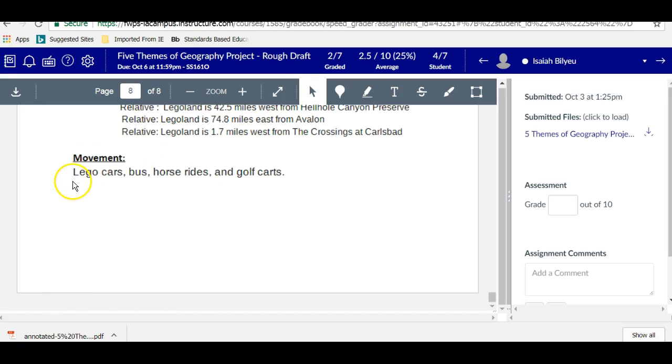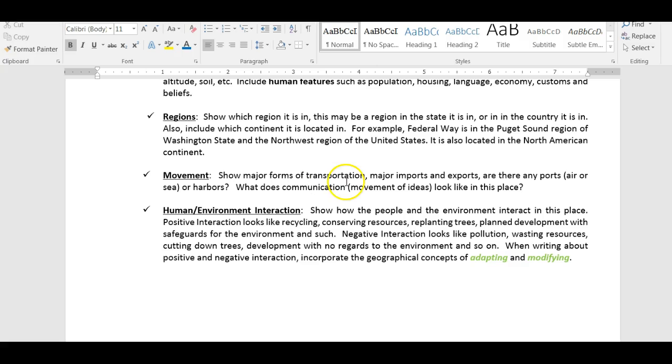You could talk about the kinds of games and rides that they have here. That's fine. You don't have to erase this, but it needs to be with a complete sentence and written in a paragraph, okay? What does communication of ideas look like in Legoland? If you were to go there and you look at the workers, how are the workers communicating? How do the people that pay to get into Legoland, how do they communicate? How do they get their ideas across?